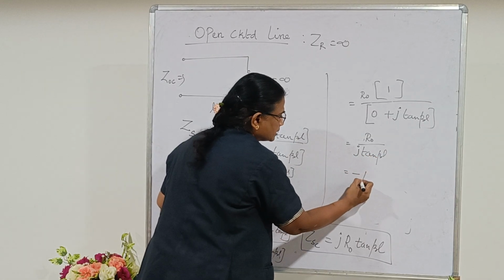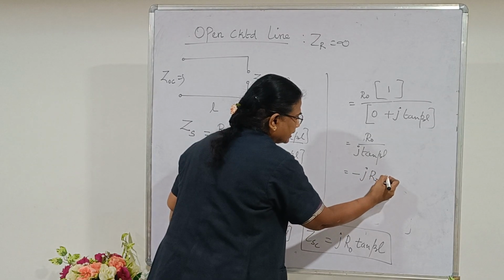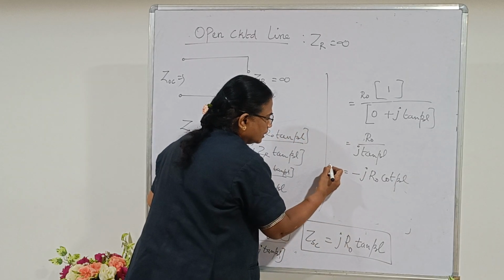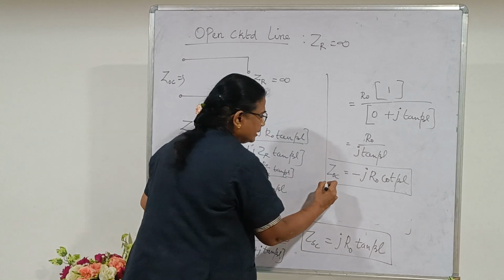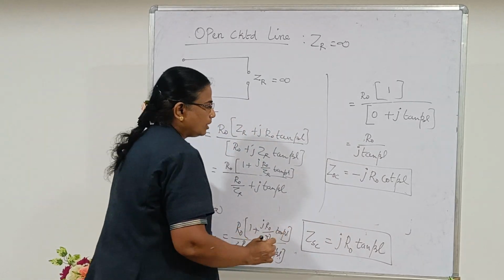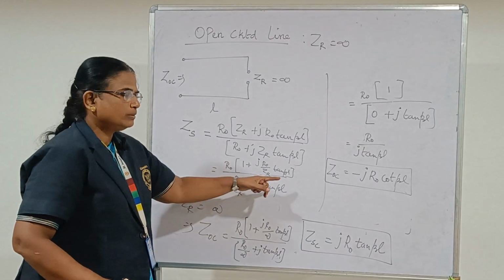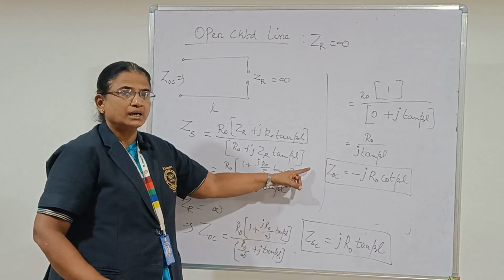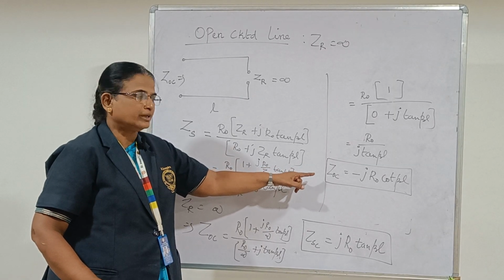1 by J is minus J, it is R0. 1 by tan beta L is cot beta L. So therefore the open circuited impedance is found to be minus J R0 cot beta L. Here also, for an open circuited line, the impedance is found to be purely a reactive one, and it is found to be a capacitive reactance.